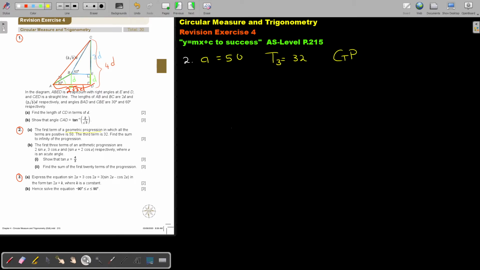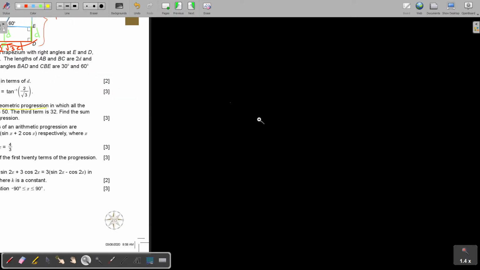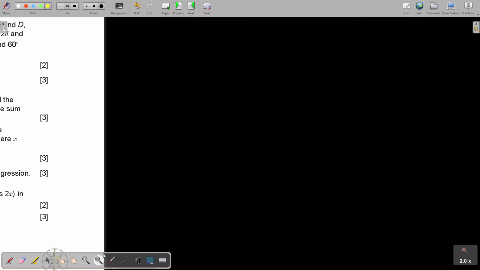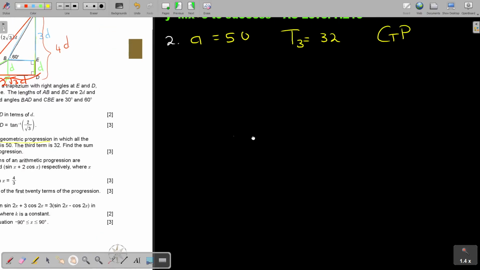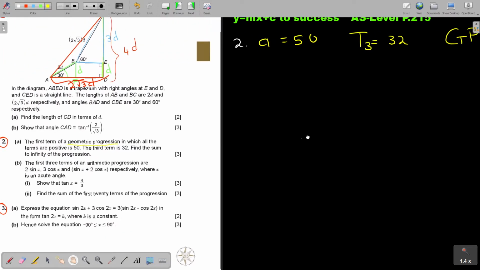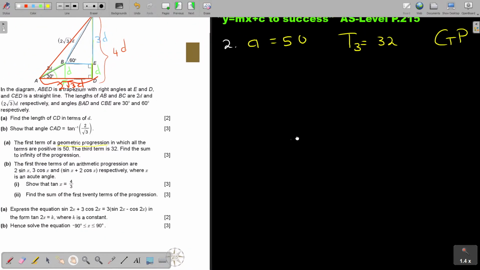I think I want to make it a bit bigger so that you can read better. Otherwise, oh, sorry, not so big. I think that is enough. Okay, so let's get started. Find the sum to infinity.